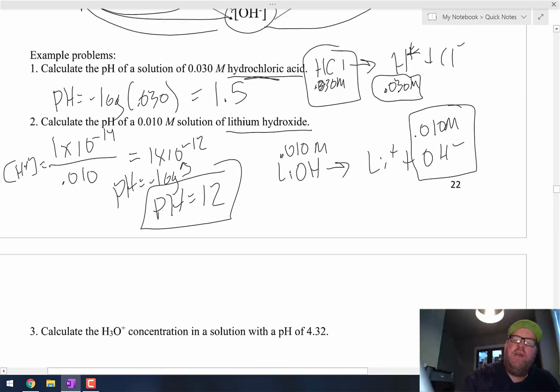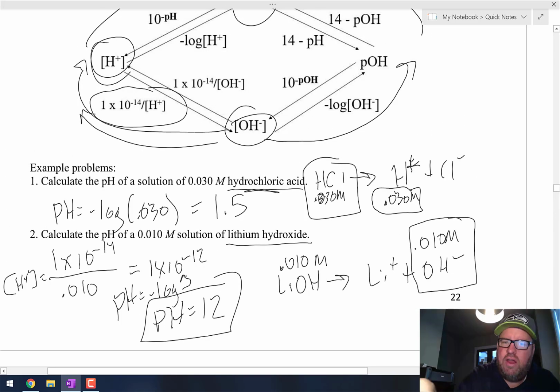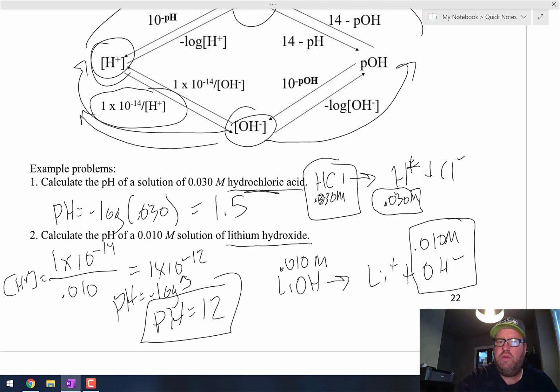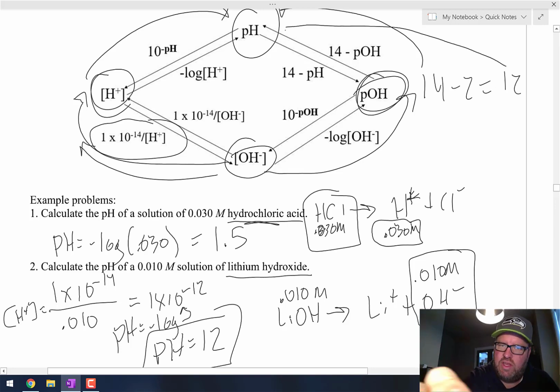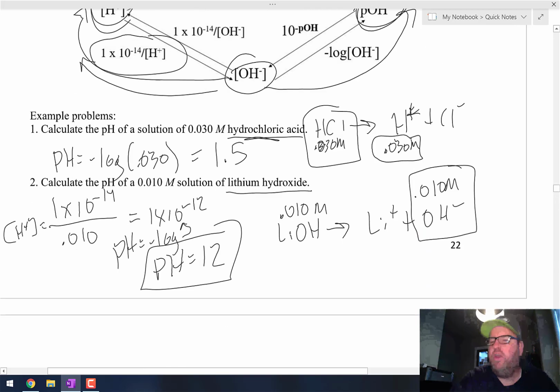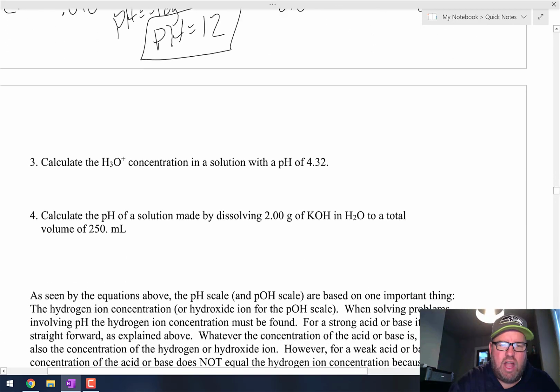Now, if I had gone the other way, I could have taken the negative log. So negative log of 0.010 equals 2. So that gives me a pOH of 2. And then 14 minus 2 equals 12. Notice we get the exact same answer of 12 no matter which way we go. Okay, a couple more, then we'll be done.